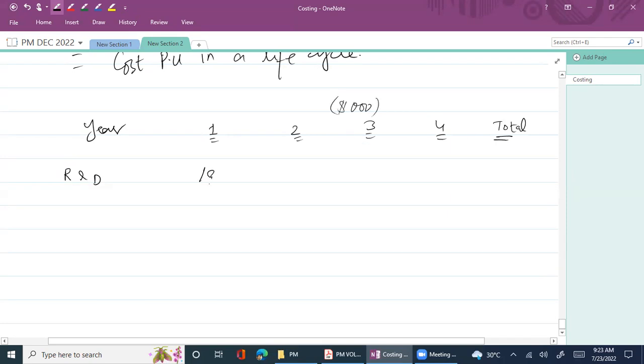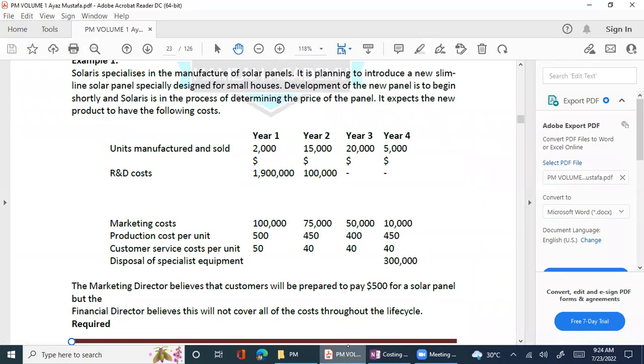So this will be 1900 and this is 100. So ultimately, there is a total cost of 2 million incurred on life cycle. But this cost is incurred in 2 years, in year 1 and year 2. The next is marketing cost.